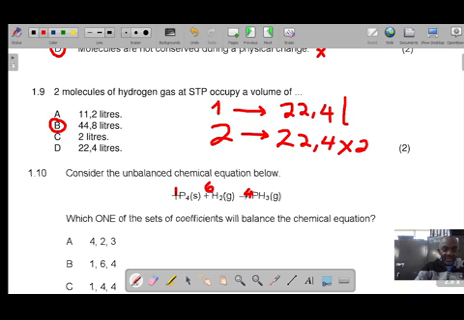So what is my answer? 1, 6, and 4. So the answer becomes B. Answer becomes what? B. I hope we are together. Let us proceed to the next one here.